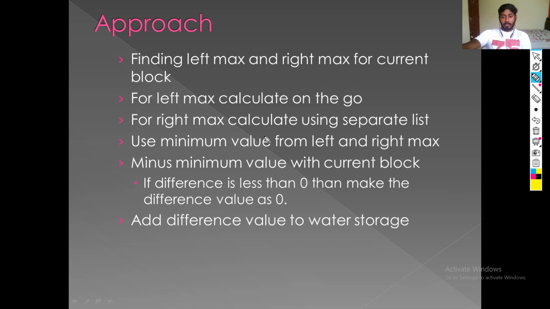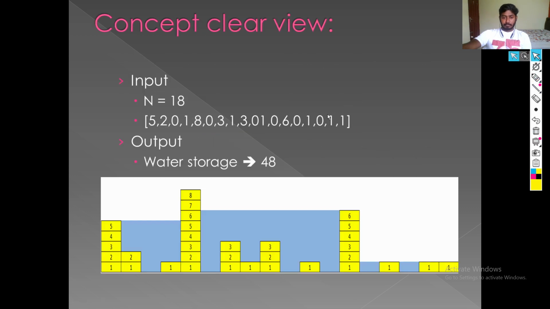Now I will tell you how to calculate the right max in a separate list. For example, take this one. This is one of the finest examples in this whole concept. We are traversing each item of the list. I will change my color. First I am traversing the first element, 5. After that 2, and one by one I am traversing.